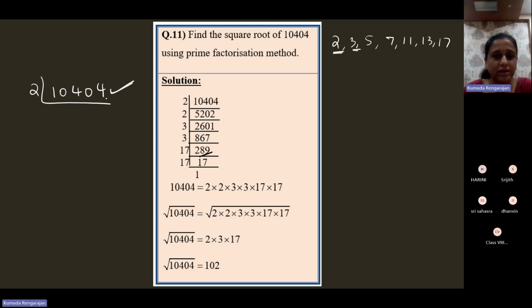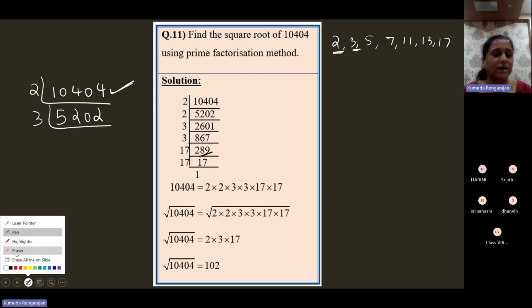Now it's divisible by 2, right? So how many times? 5, 2, 0, 2 times. Now again, come from 2 itself. See now, 5 plus 2, 7, 7 plus 2, 9. It's divisible by 3. Don't jump to 3. As long as it is divisible by 2, keep dividing by 2. Once it's not divisible by 2, then you leave that and check the next prime number. See, now this 5202 is divisible by 3. Don't use 3 now. Keep dividing by 2 as long as the number is divisible by 2.